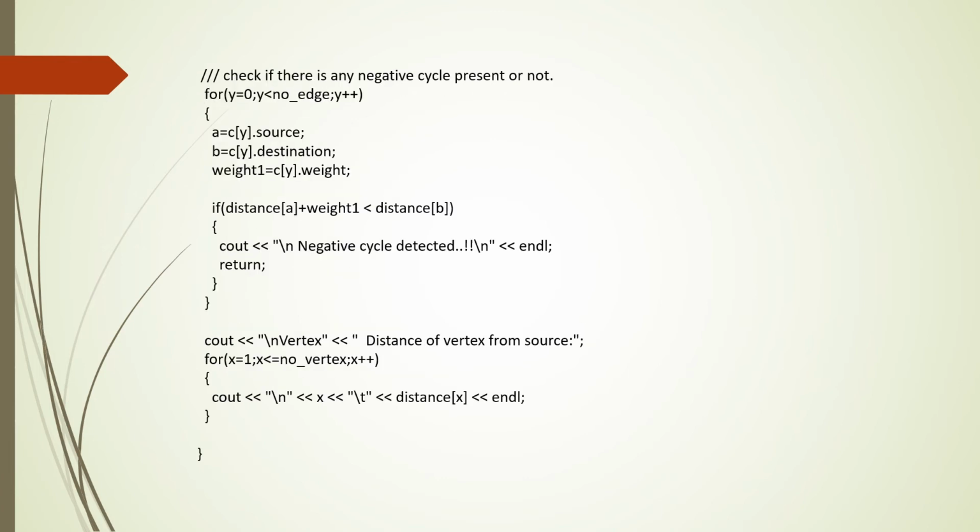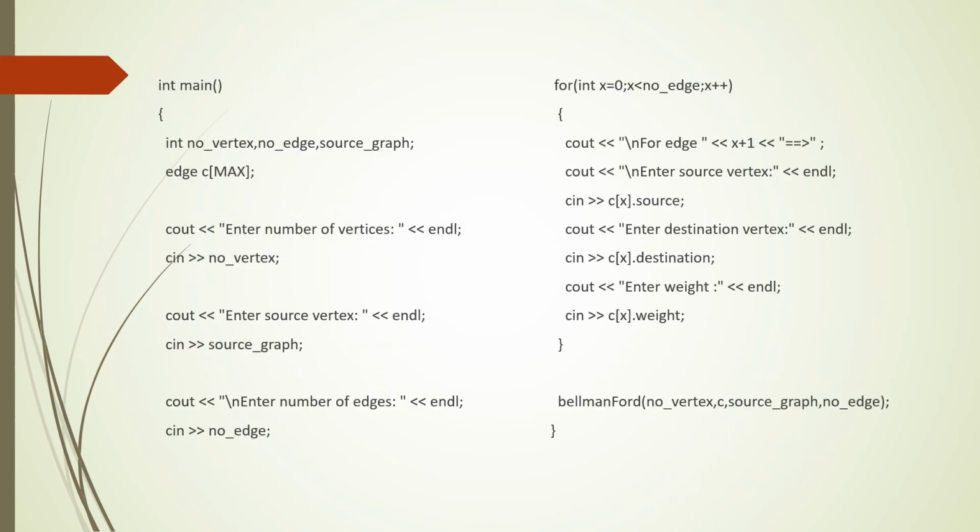And here we'll be checking the step 3 of the algorithm, that is to detect if there is any negative cycle present or not, and if there is any, we'll simply state that negative cycle detected. And this is the main function. Here what we'll do is we'll get the input from the runtime, and by iterating and calling the Bellman-Ford algorithm function, we'll get the output.